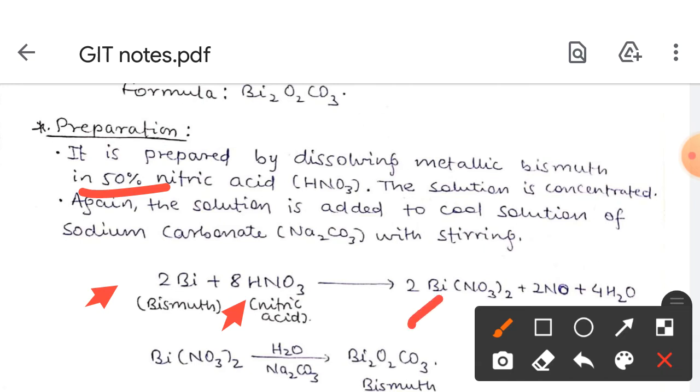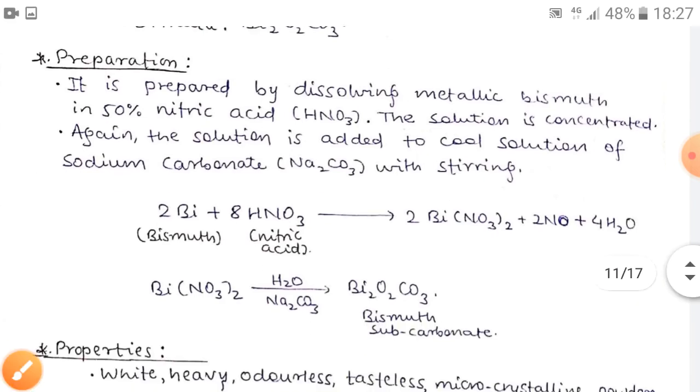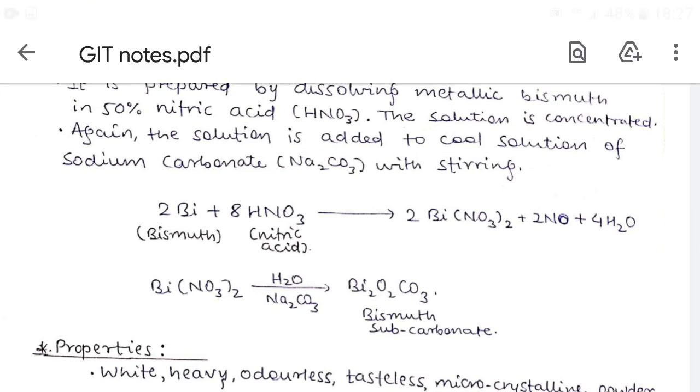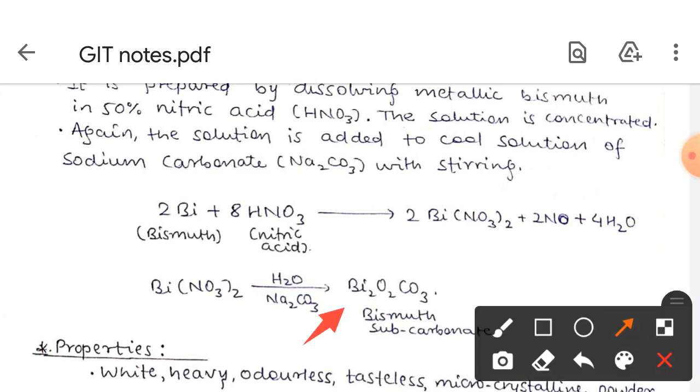We get a solution. Now this solution is treated with sodium carbonate, because in this there is no carbonate ion, so we have to add the carbonate ion. By reacting with the sodium carbonate we get the carbonate ion, and now the bismuth subcarbonate is obtained. This is the reaction: bismuth reacts with the nitric acid, we get a solution, and the solution then reacts with the sodium carbonate and we get the bismuth subcarbonate.